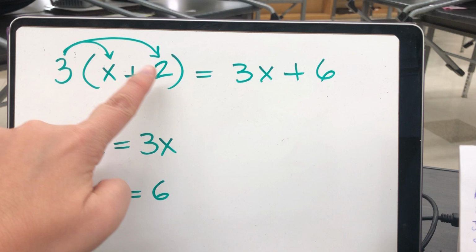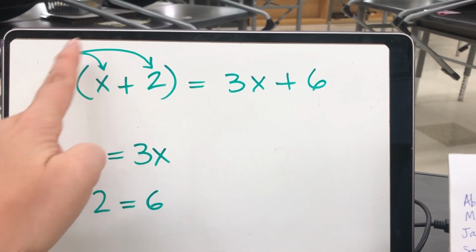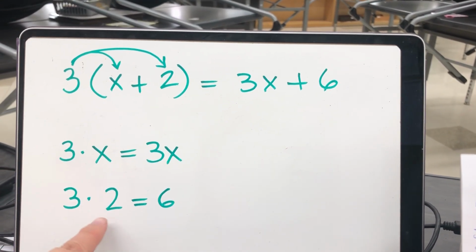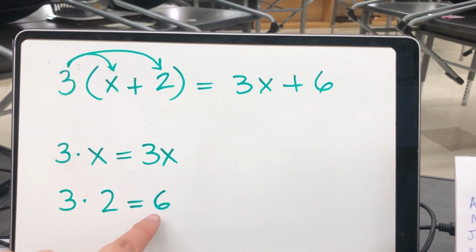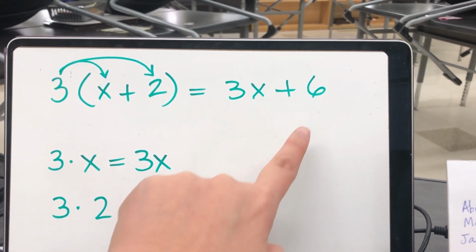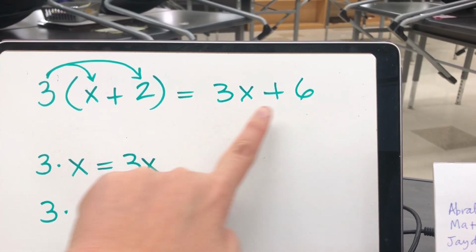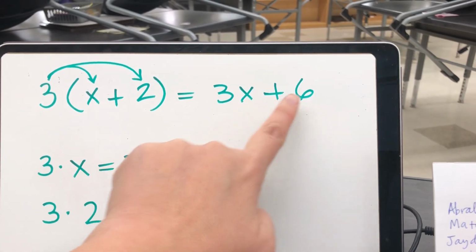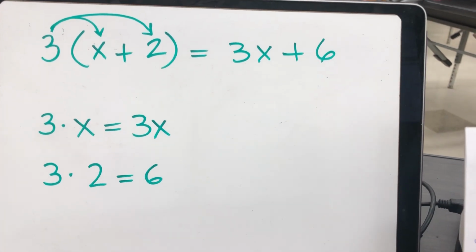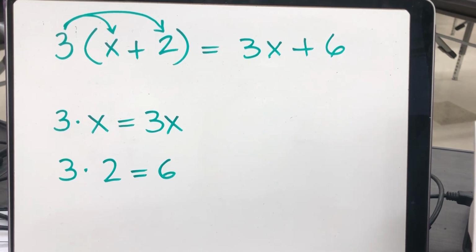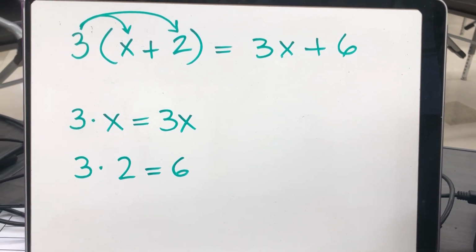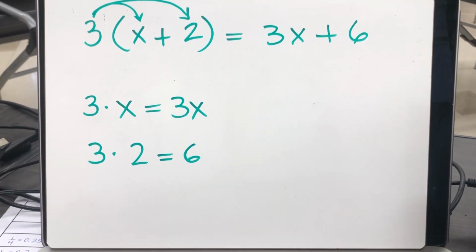And then 3 times 2, so I draw these arrows to help me do the multiplying. 3 times 2 equals positive 6. So that's why I have a plus 6 here. So my answer is 3x plus 6. I can also write it as 6 plus 3x, and that would be the same thing as 3x plus 6.